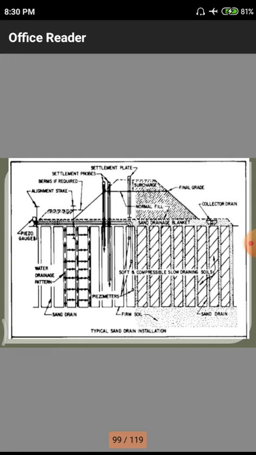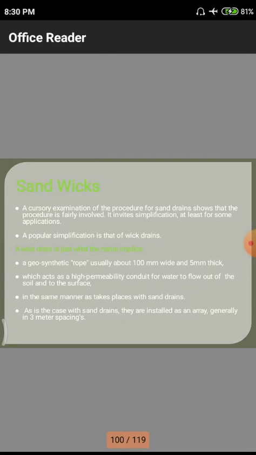This is the diagram we are showing by using preloading and sand drains. Simply we will remove the total water present in the soil. Next we have sand wicks. Today we need to discuss these sand wicks and others.